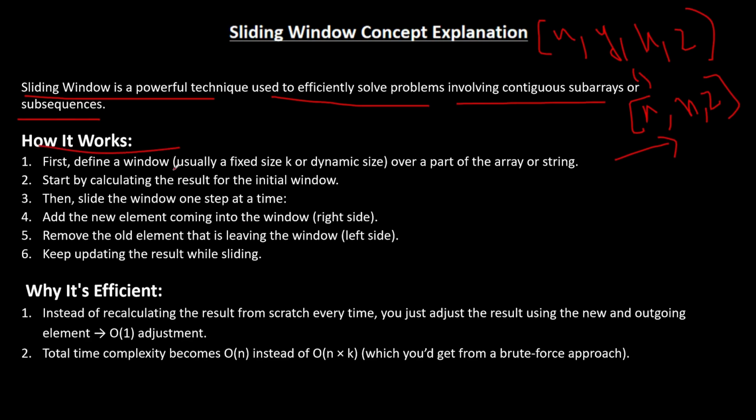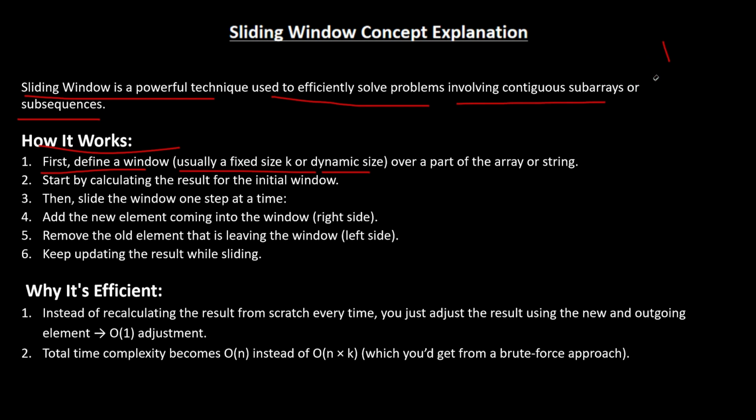Now, how does it work? First, we define a window, usually of a fixed size k or of dynamic size. The window could be of dynamic size also, or it could be of fixed size also. That could be derived from the question itself, what the question is asking, over a part of the array or string. Now, we start by calculating the result for the initial window. Whatever calculation has to be done for a particular window, like adding the values, taking the average of that window, taking the multiplication, or anything whichever is asked in the question.